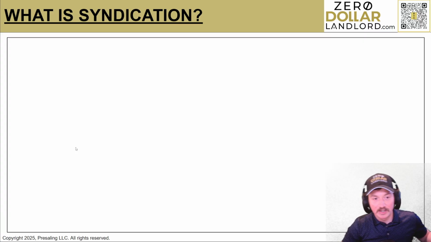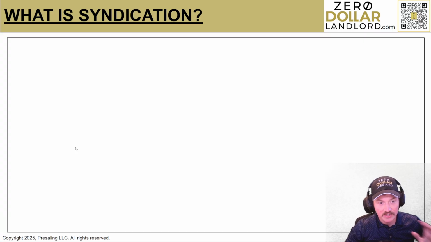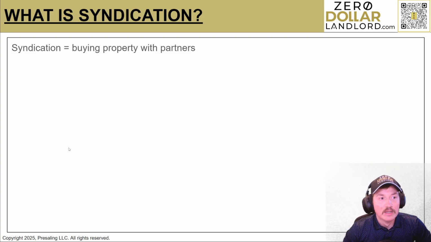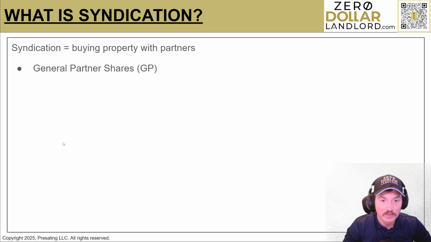All right, so there's a lot of content I'm running through really fast, but again, that's exactly what I'm going to try to do here: fire hose pitch the entire thing. So what is syndication? It is buying property with partners. That is the simplest definition you can possibly have. It's just you're buying stuff with other people. And it's really meaning that you're buying stuff with somebody that you need something from. That's a better way to put it.